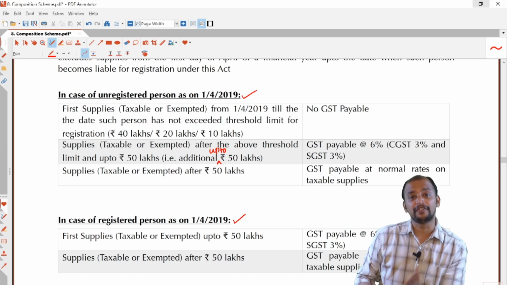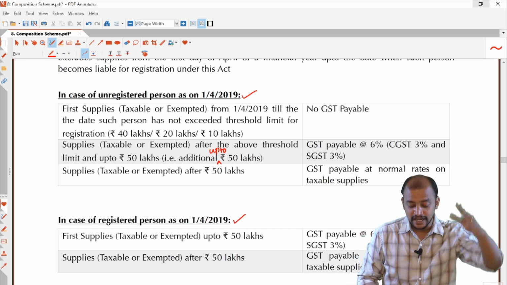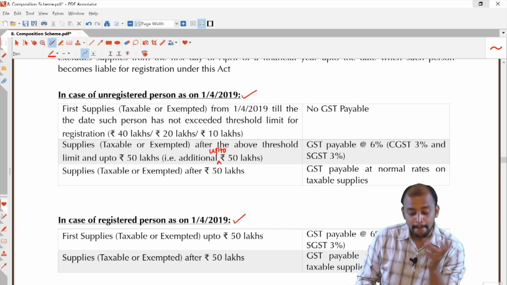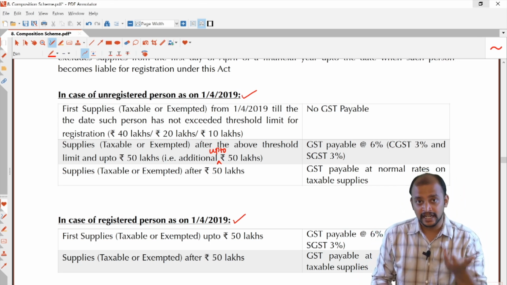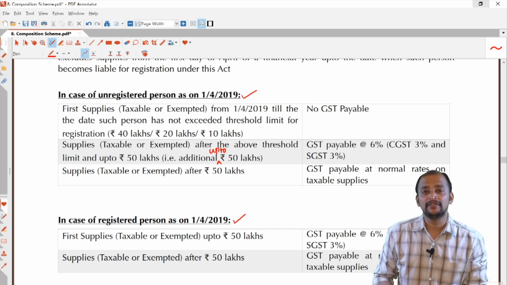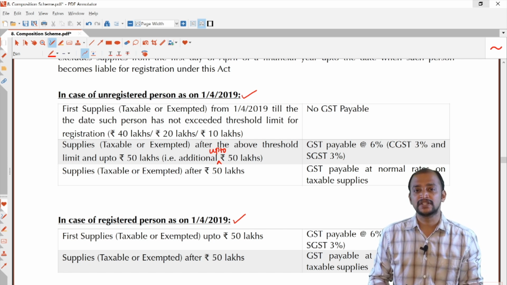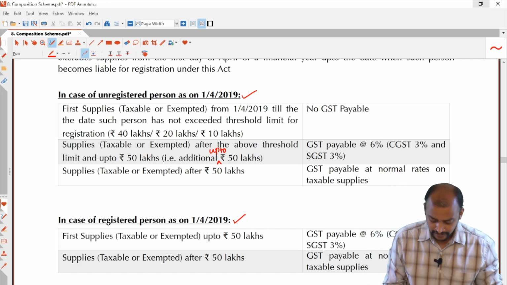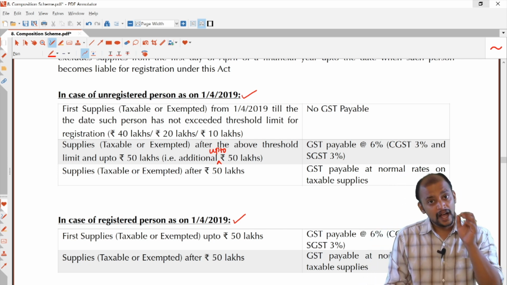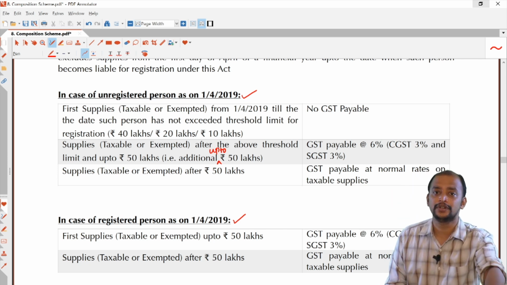Additional up to 50 lakhs. What does it mean? Additional up to 50 lakhs means on the balance. So the threshold limit is 40, 20 or 10. Logically, 20 or 10 only will come, because 40 lakhs is for goods. So that is the threshold limit, and the balance is the additional up to 50 lakhs. That's how you need to remember.